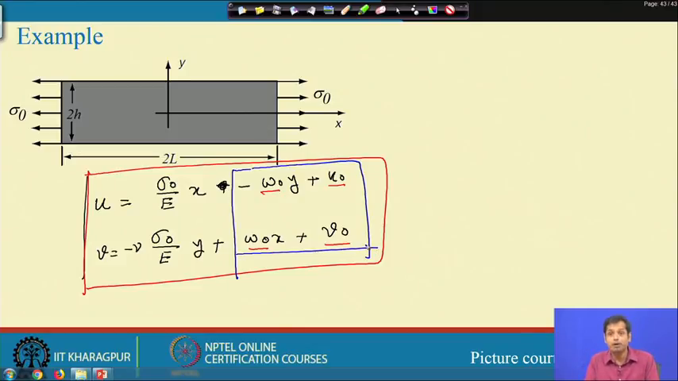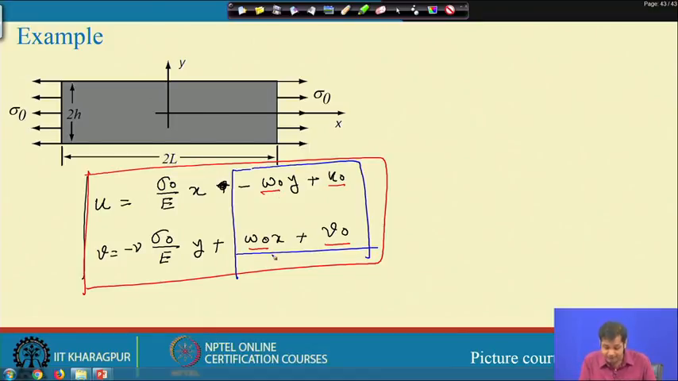This rigid body motion does not give you any strain. If you calculate strain from this displacement, only this part will contribute to the strain, and this part will not, which is very obvious. If I take any object and it moves in this direction or rotates as a rigid body, then the object will not experience any strain; the strain will be 0. But still, they are unknown.